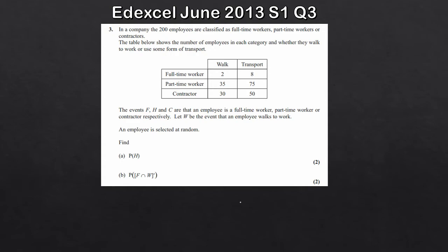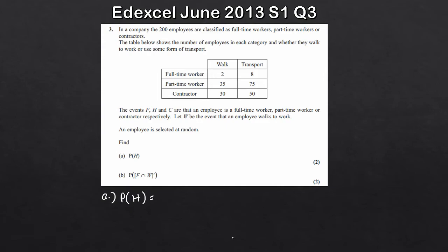So we've got these 200 employees that are split up into a few different brackets. So they're either a full-time worker, a part-time worker, or a contractor. And they either walk or they take public transport, I assume. So we want to find the probability of H first. So let's just work out what H is. So H, as we're told, is the event basically of them being a part-time worker.